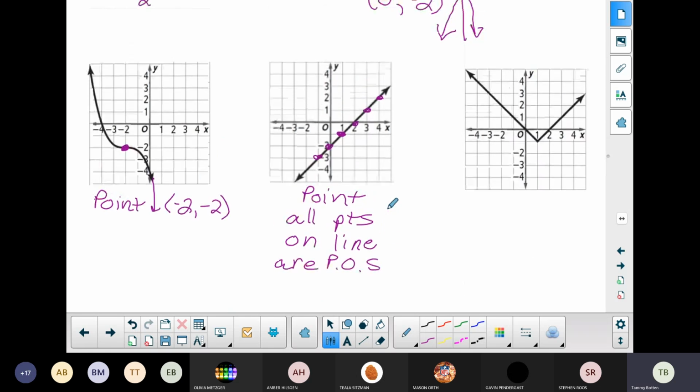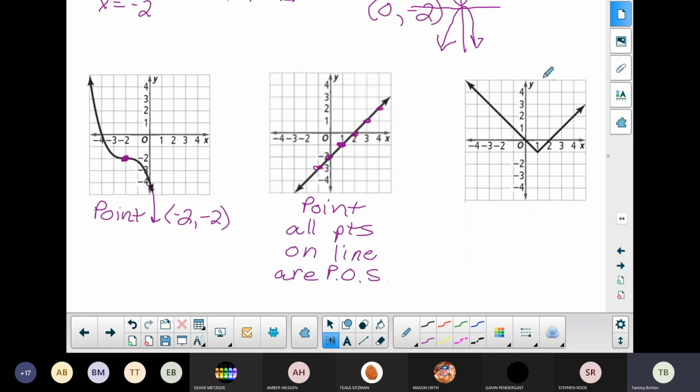Then if I look at this last one here, I could draw a vertical line here. You've got to think this would keep going. That would be line symmetry, and that line is vertical, so it's x equals, and it's x = 1. Questions?